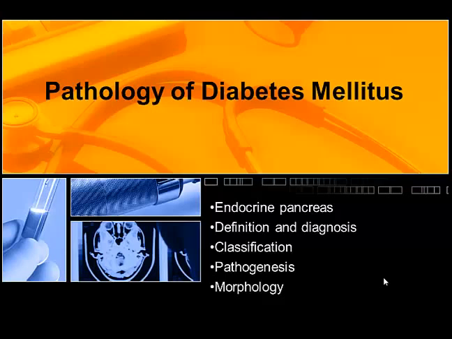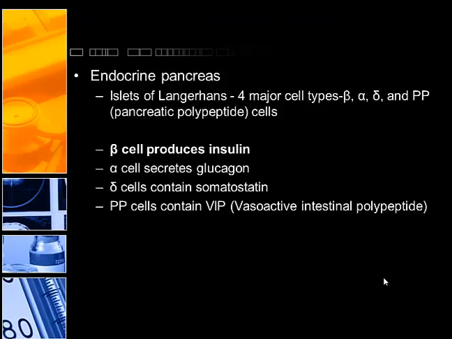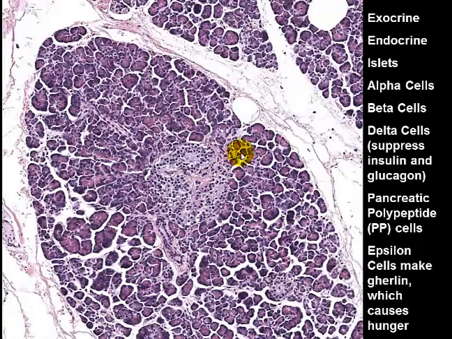As we know, the pancreas mainly consists of both exocrine and endocrine portions, and the endocrine portion consists mainly of something called the islets of Langerhans, which has four major cell types called beta, alpha, delta and PP cells. Beta cells produce insulin, alpha cells produce glucagon, and delta cells produce somatostatin, which in fact has a negative effect on both insulin as well as glucagon. PP cells produce something called VIP or vasoactive intestinal polypeptide, whose main function is to reduce the gastric motility and so on. This is how the pancreas looks.